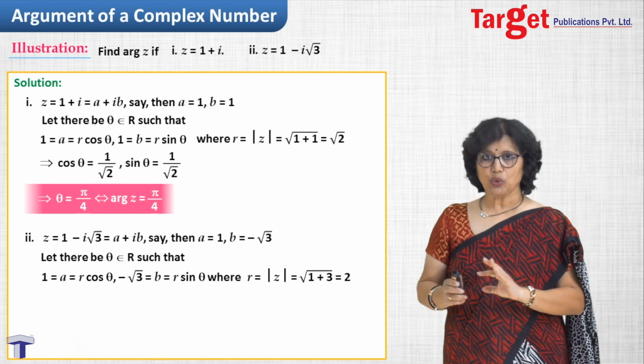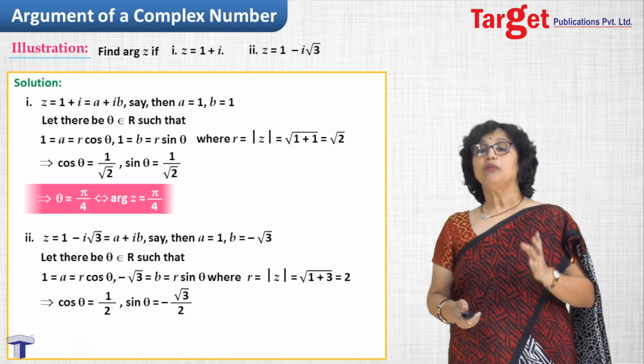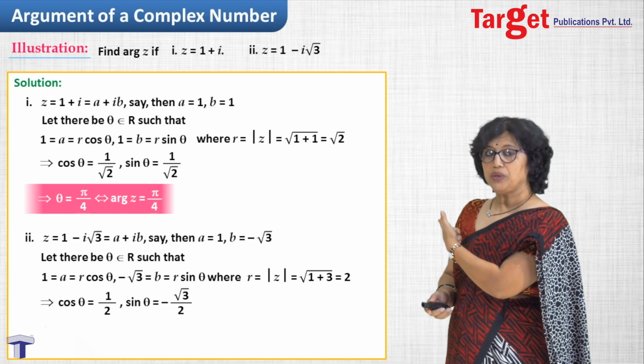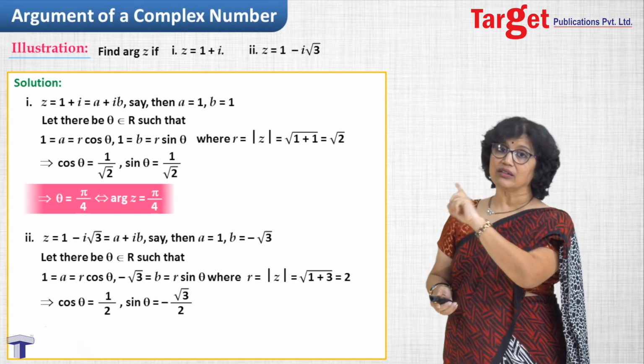So will this give you two equations in sin theta and cos theta? Yes. My equations are cos theta equal to 1 by 2 and sin theta equal to minus root 3 by 2. Now understand, sin theta negative and cos theta positive.